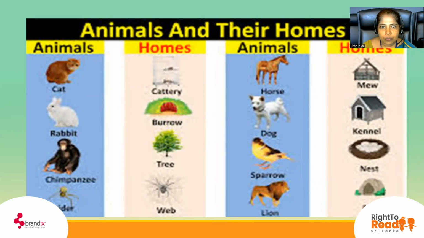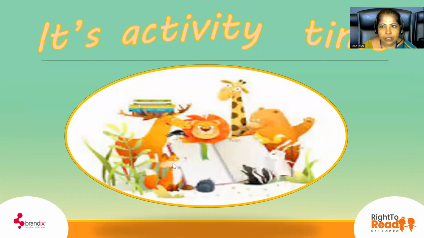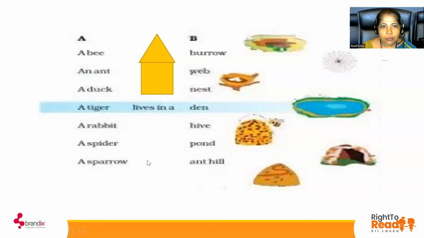So, let's do a few activities now. This is what we are going to do. I will point out, and you are going to read rather. Ready? So let me read the words first. This is the A column. Let me read the words. A bee, an ant, a duck, a tiger, a rabbit, a spider, a sparrow.